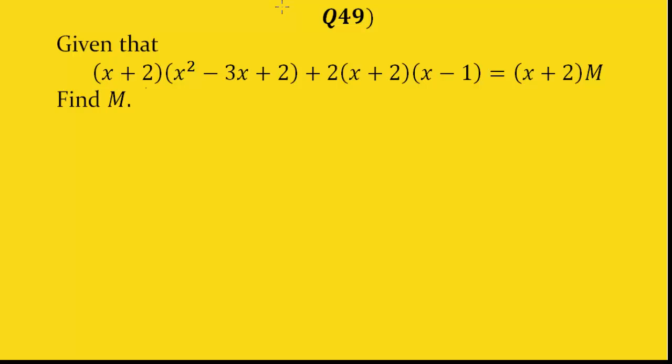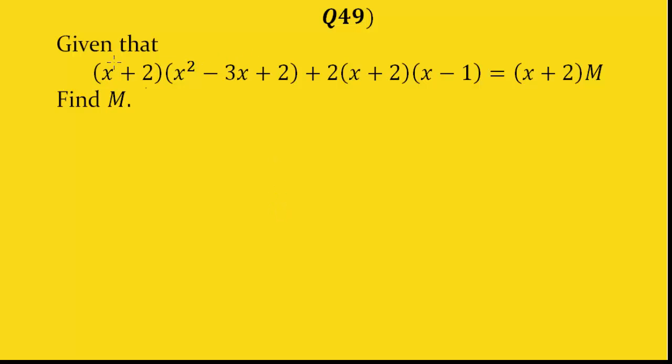Here I have question 49, and you're given this, well, nasty looking expression involving a variable x and some numbers and m. You also find m. So my advice for this kind of situation is to simplify the expression, or look for ways to simplify the expression before trying to proceed.